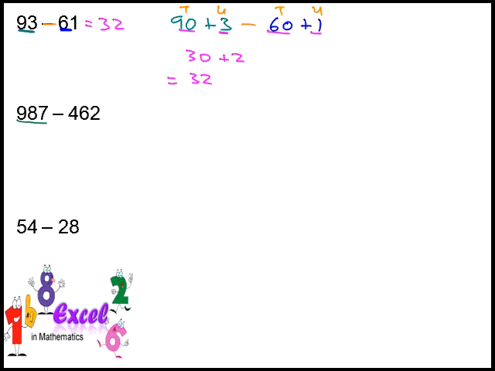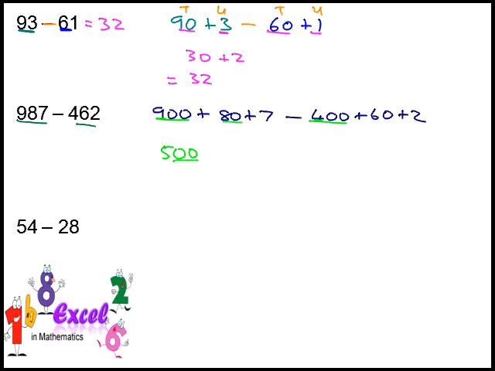When you've got bigger numbers, such as in the next example, we'll take the same approach. We'll write the 987 as 900 plus 80 plus 7, minus 400 plus 60 plus 2, and then we take the hundreds first. 900 minus 400 will then give us 500, because remember it's the same as saying 9 minus 4, just adding the two zeros then.